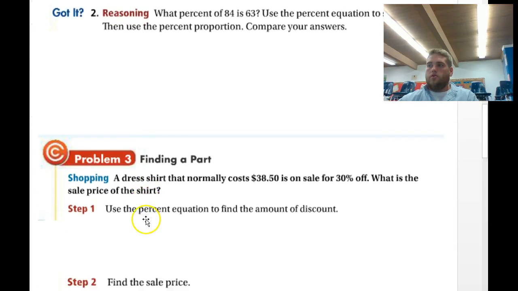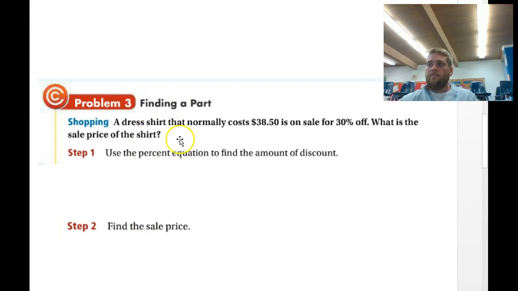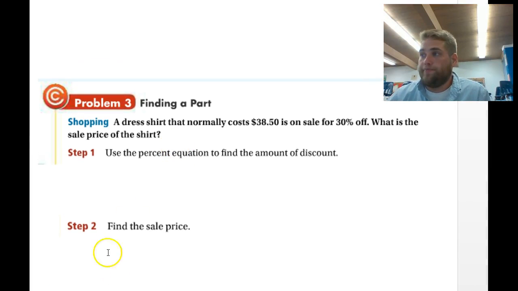So let's go down here to problem 3, finding a part. Shopping. A dress shirt that normally costs $38.50 is on sale for 30% off. What is the sale price of that shirt? So we don't have an is, we don't have an of. But we want to use the percent equation to find the amount discounted. So I know that the shirt costs $38.50.